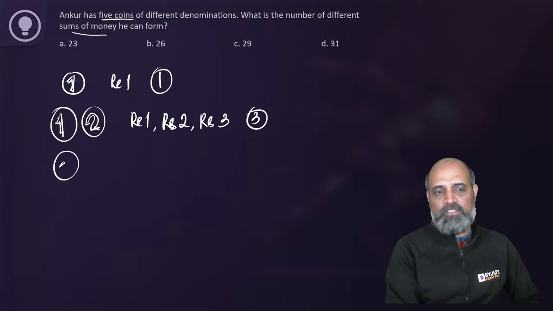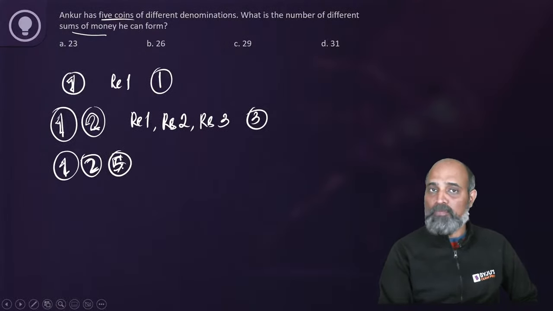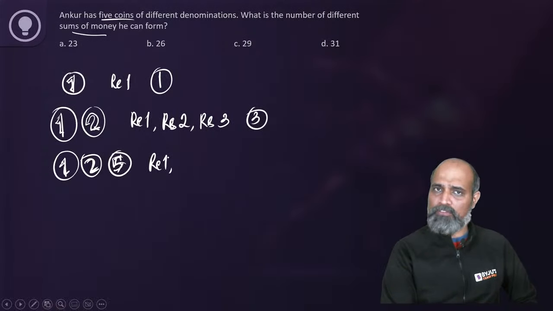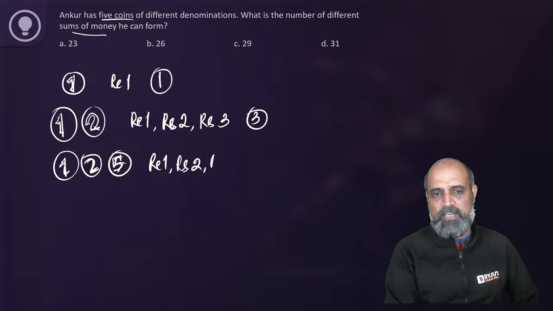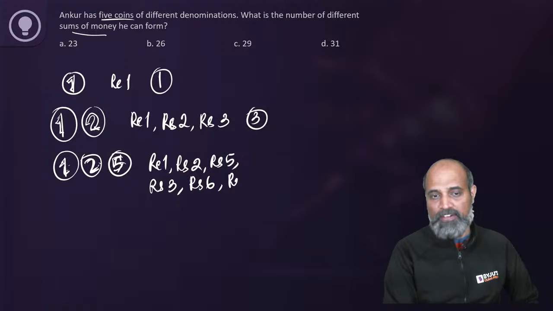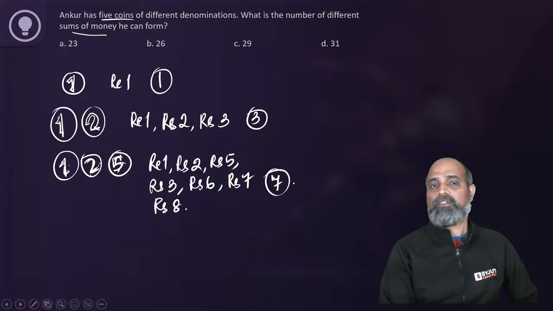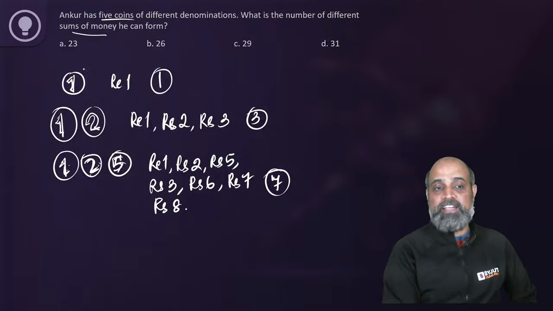If I have 3 coins, one of 1 rupee, another of 2 rupees and another of 5 rupees. What all different sums of money can I get? I can buy something for 1 rupee, for 2 rupees, for 5 rupees, for 1 plus 2, 3 rupees, for 1 plus 5, 6 rupees, for 2 plus 5, 7 rupees, and for 1 plus 2 plus 5, 8 rupees. 1, 2, 3, 4, 5, 6, 7, there are 7 ways. Now what you have to do is find the pattern.